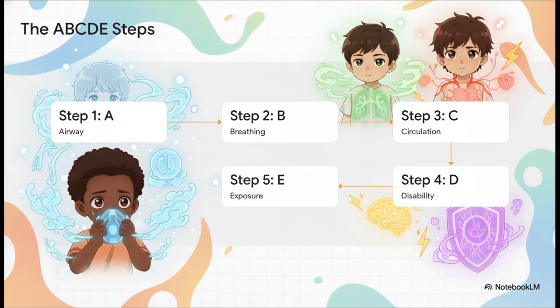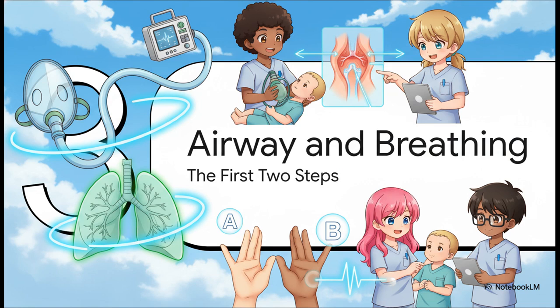And these are the steps: airway, breathing, circulation, disability, and exposure. The real magic here is the sequence. You don't skip ahead. You make sure the airway is secure before you even think about breathing. You fix a breathing problem before you move on to circulation. It forces a methodical, deliberate primary survey. All right, let's dig into the details.